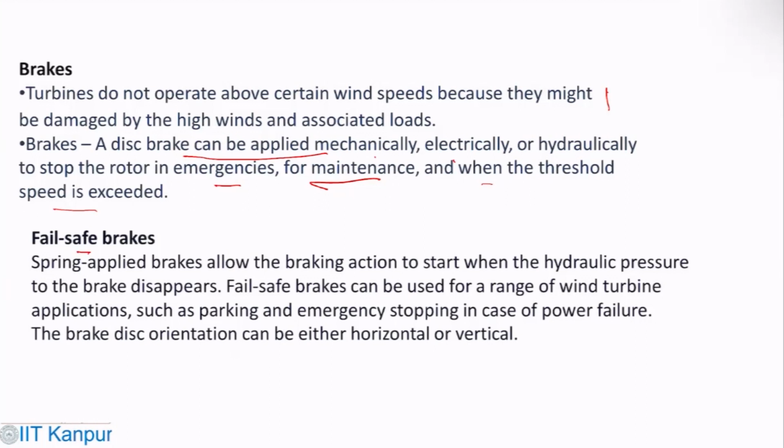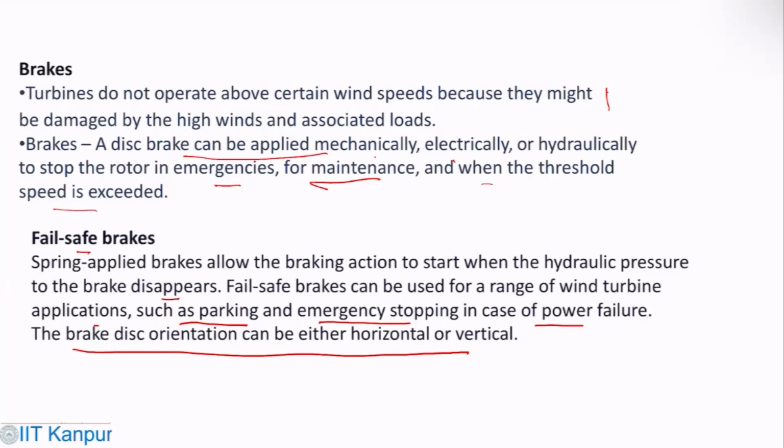Fail-safe brakes are spring-applied brakes that allow the braking action to start when the hydraulic pressure to the brake disappears. So fail-safe brakes can be used for a range of wind turbine applications, such as parking and emergency stopping in case of power failure, and the orientation can be either horizontal or vertical. Okay, so these are all about the brakes.